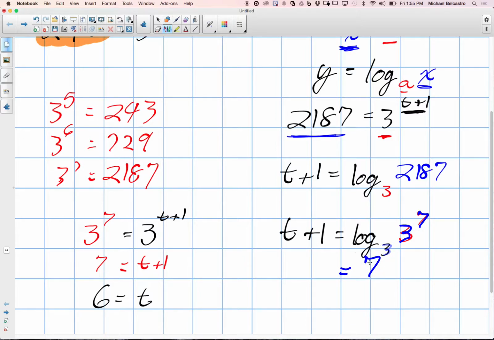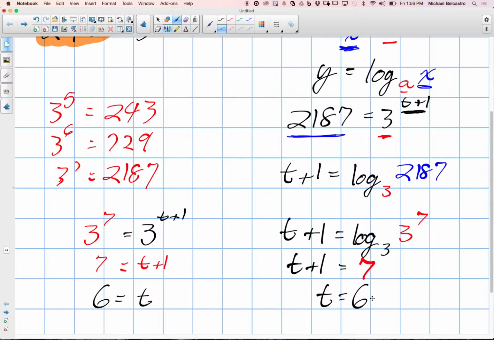This is actually a method that's used to simplify logs quite often. If you can get the subscript and the base to be the same, it's whatever the exponent is of the base, that's what it is equal to. So we get our number 7 now is equal to t plus 1, which means t is equal to 6. We figured it out twice.